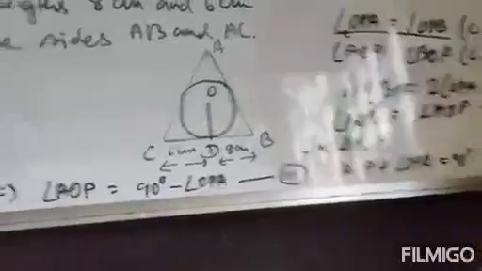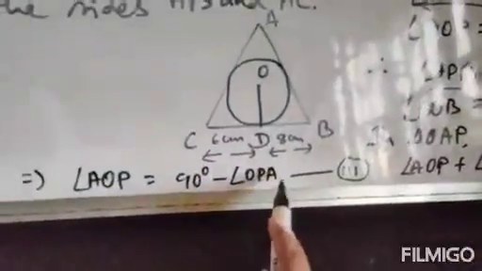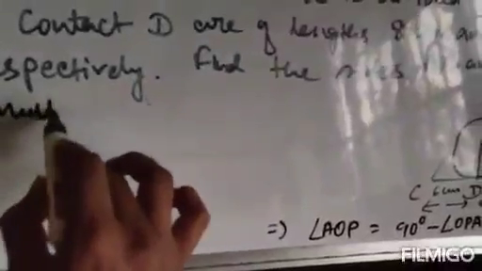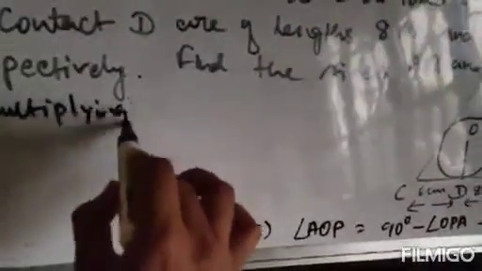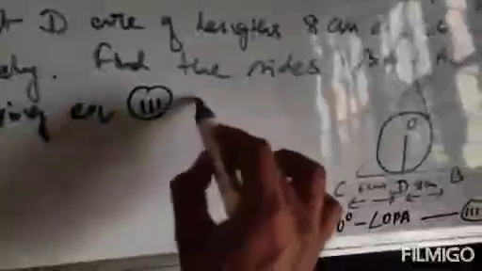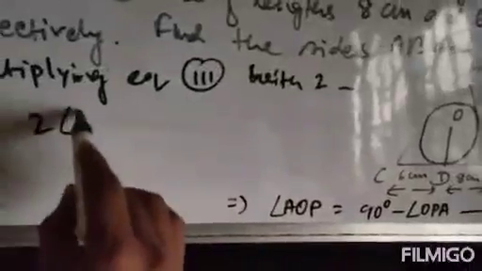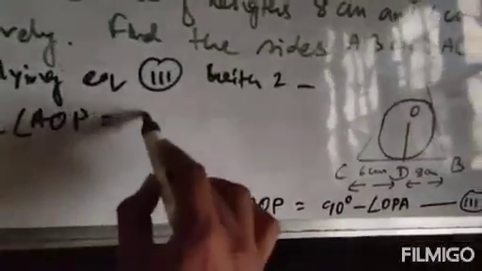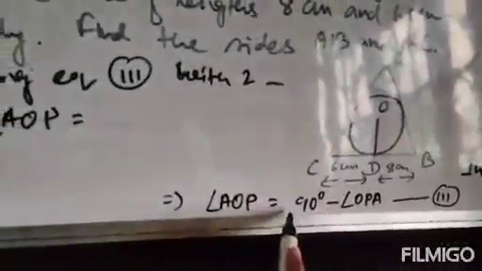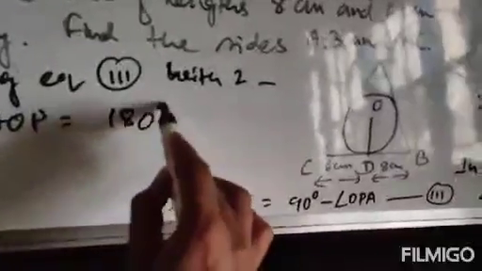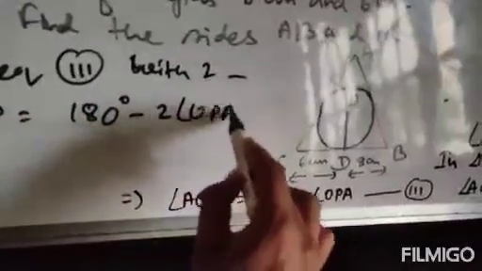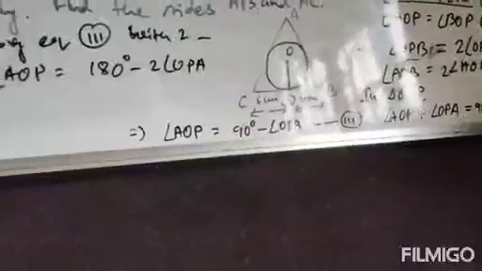Equation number 3. Now we will multiply this equation with 2. So multiplying equation 3 with 2, here will be 2. So 2 of angle AOP will be equal to 180 degrees minus 2 of angle OPA. We have multiplied equation 3 with 2, that is 2 angle AOP equals 180 degrees minus 2 of angle OPA.